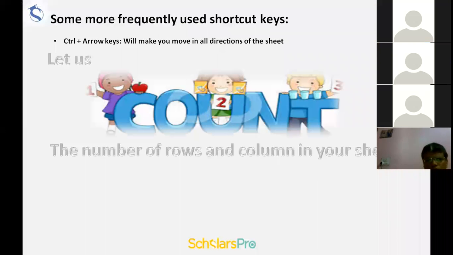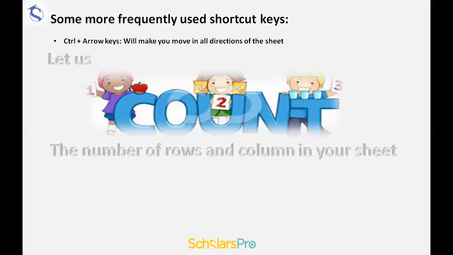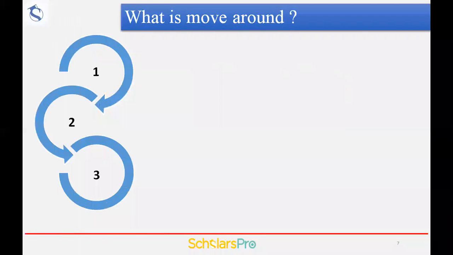Now we know the total number of rows and columns that we have in Excel. The total number of rows would be around 10 lakh, right? 10,48,576. We also have a couple of other examples, like we discussed earlier, Control Home and Control End. Now let's talk about the second methodology that we have in Excel, called Move Around. What is the significance of Move Around?